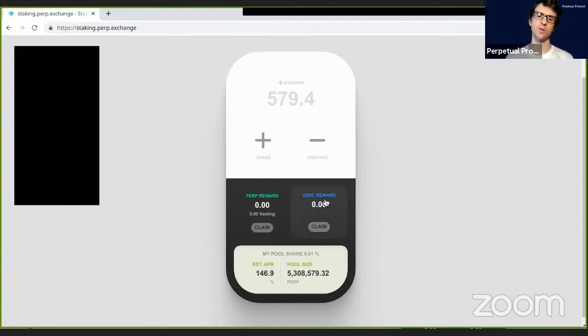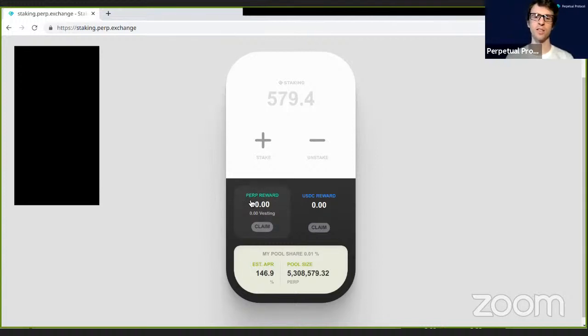USDC rewards actually will come from the perp.exchange exchange fees. So when traders make trades, there's a 0.1% fee on every trade. In the future, we plan to give a portion of those trading fees to stakers. At the moment, this part of the plan has not rolled out yet. And for the time being, all the rewards that you'll receive are from the perp rewards section here on the left side. And perp rewards come in two different forms.